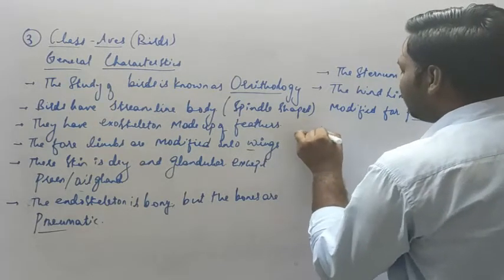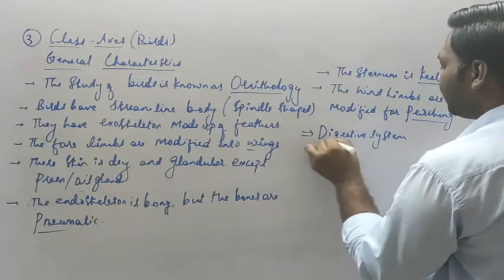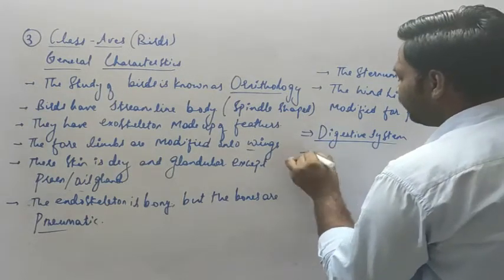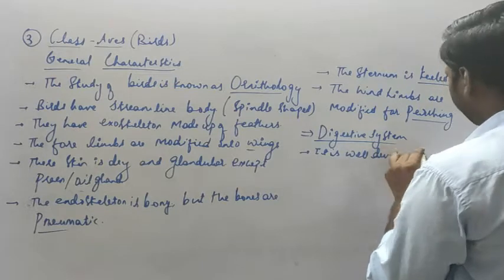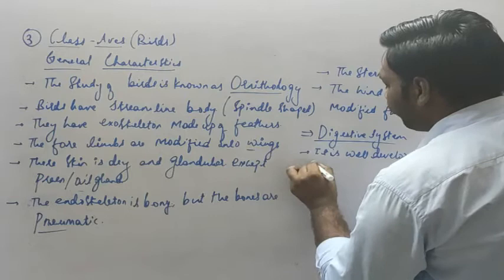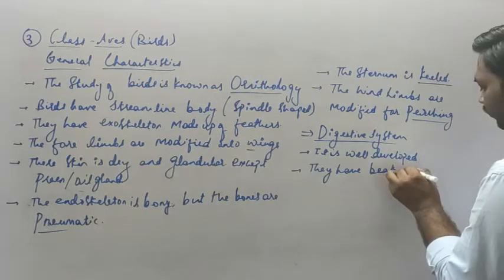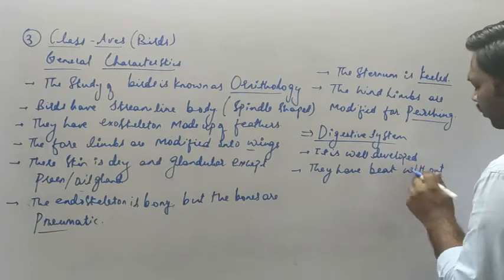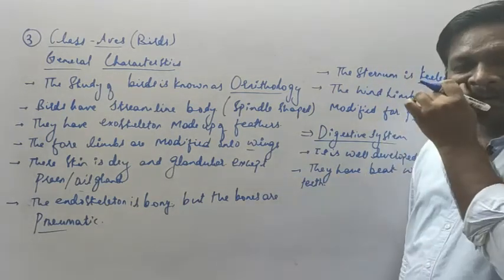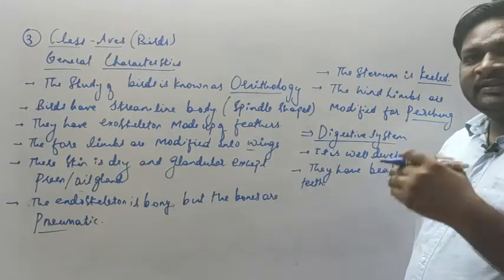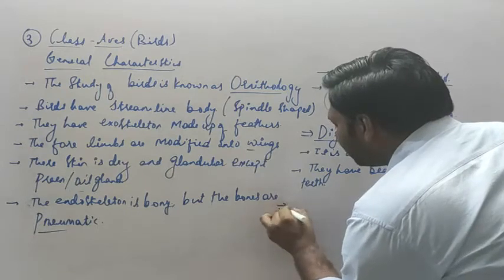The next, let's discuss another thing, that is the digestive system. The digestive system is well developed. They have a beak without teeth. So teeth are absent in these birds, they are toothless, but they have the beak. With the help of the beak they take the food material and directly swallow it.